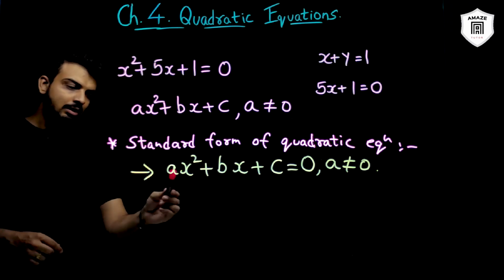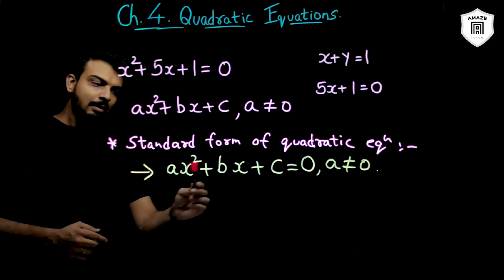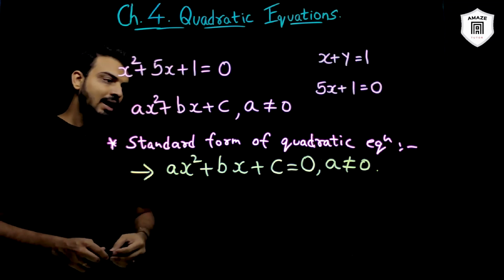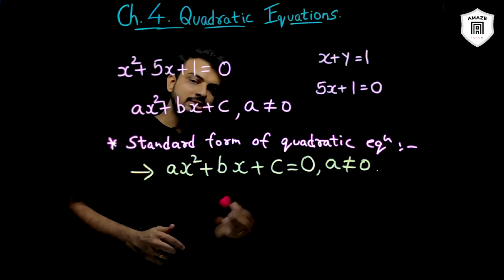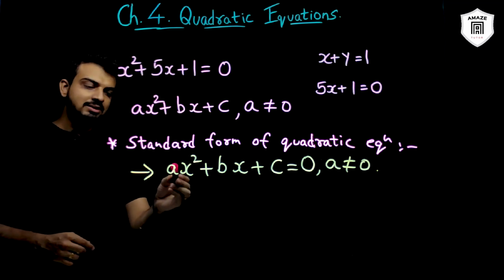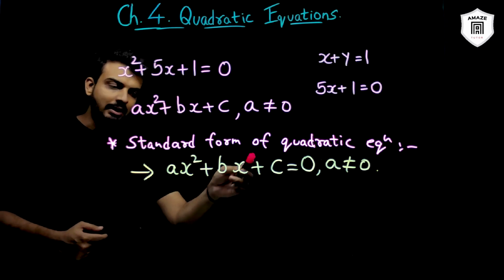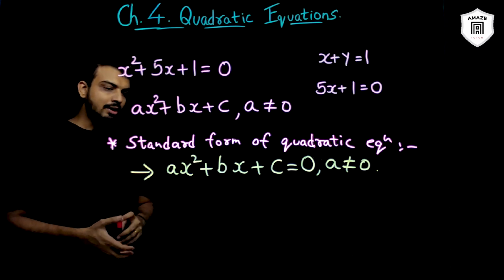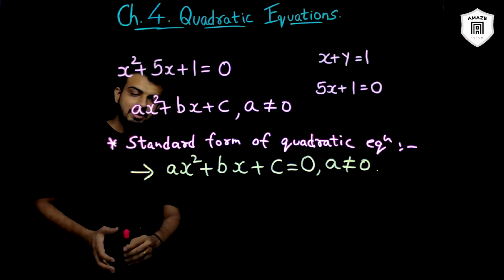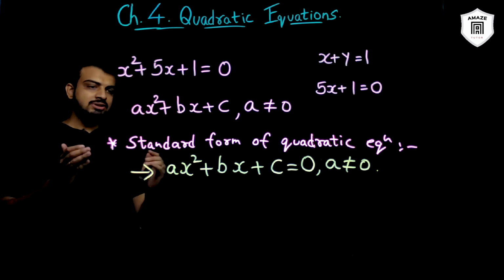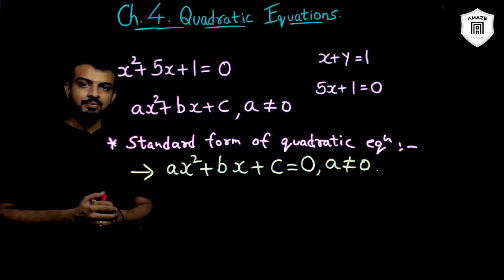Again reiterating, a is the coefficient of x square, b is the coefficient of x and c is a constant number, right? And we already know that a cannot be 0 because if a will be 0, then 0 into x square will be 0 and we will be having just bx plus c, which is not quadratic but linear, right? So for quadratic, it's necessary that a should not be equals to 0, right? So this is the standard form of the quadratic equation.